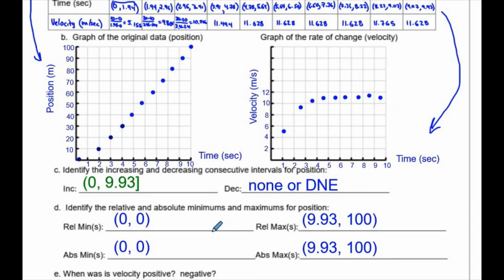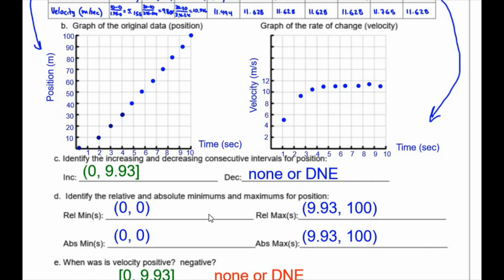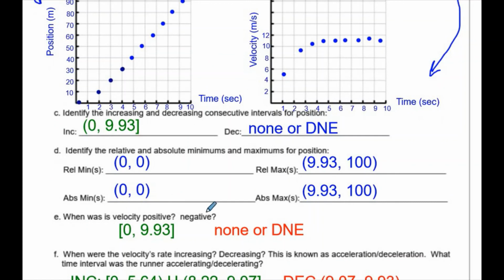Again, this is a lot easier if you've made the graphs and done the chart, so you want to make sure that you pause and go back and do that if you have not done it yet. So the next question: when was the velocity positive?